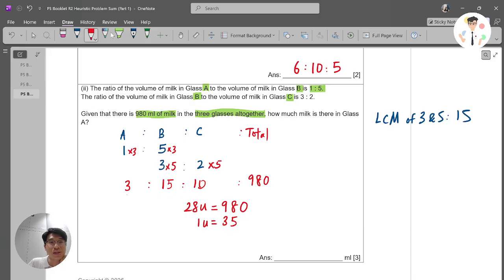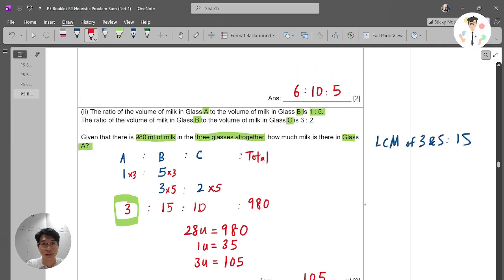But now the question is asking, how much milk is there in glass A? A is how many unit? Don't tell me 1, okay? Now we are referring to the new unit already. It's what? 3. That's why we find out if 1 unit is 35, then 3 unit is what? 3 times 35, and I know the answer is 105 ml. Then we are done for this part.